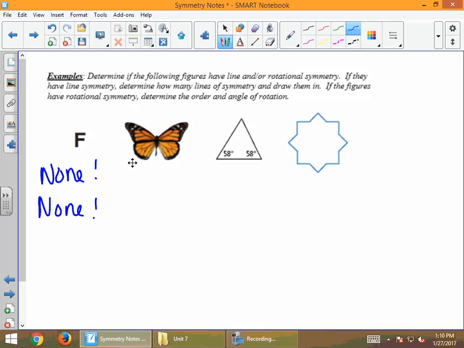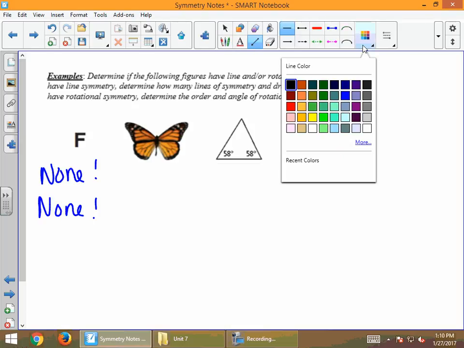What about this butterfly? Does the butterfly have any symmetry? Yes. Where can we draw our line? Right down the middle. Have to cut this poor butterfly in half.